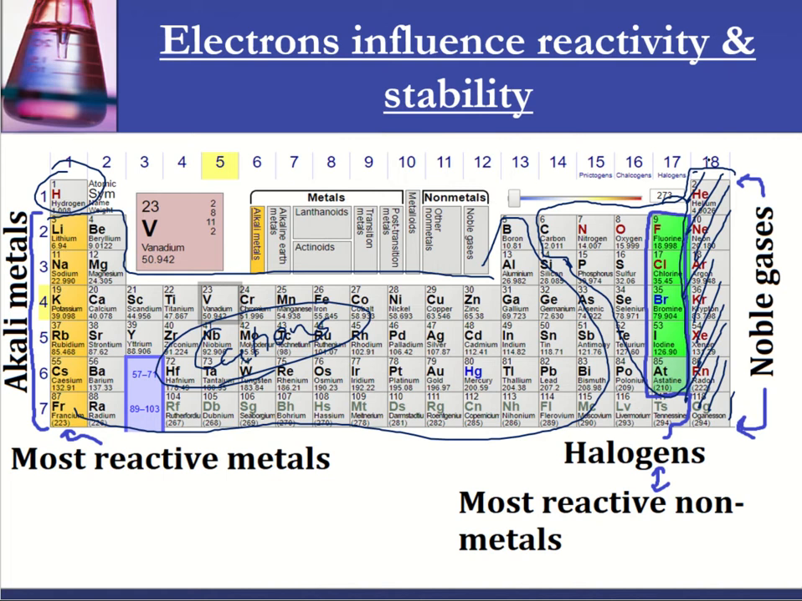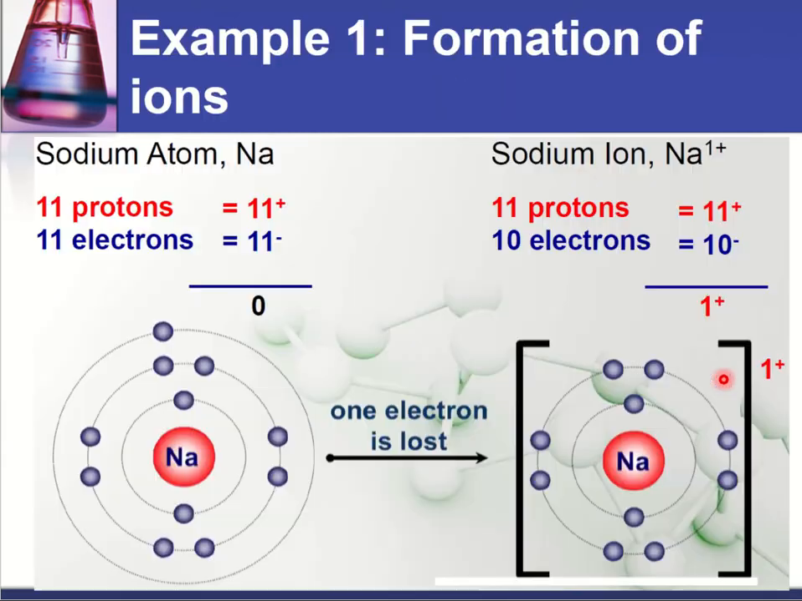The idea being, you want an outer shell that's full, so all of these metals and all of these non-metals will want to have the same electron configuration as a noble gas by losing or gaining outer shell electrons. Once the electron shell is full, then we will have a stable atom or a stable ion. Okay? So let's look at what's happening here. We said before sodium is +1 in its ion form.